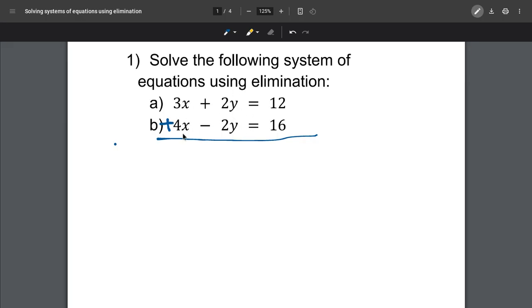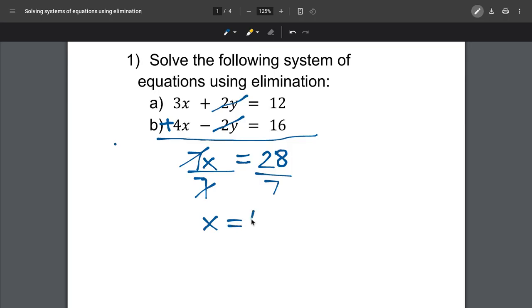So we have 3x plus 4x gives me 7x. And when you add a positive 2y to a negative 2y, you get 0. So we'll just cross those off. And that's going to equal 12 plus 16, which is 28. We're then going to divide by 7 to find the value of x. Do that on both sides. 7's cancel on the left. And we get x equals 28 divided by 7, which is 4.